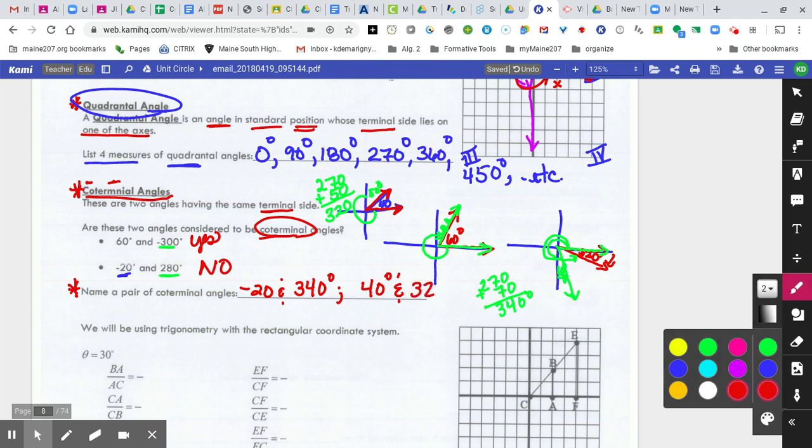So the negative, and remember that it's negative because I had to go the opposite direction. If I move in the clockwise direction, those are negative degree angles. And if I go in the positive or counterclockwise direction, that's where I'm going to get my positive angles. Okay, there's two of those.